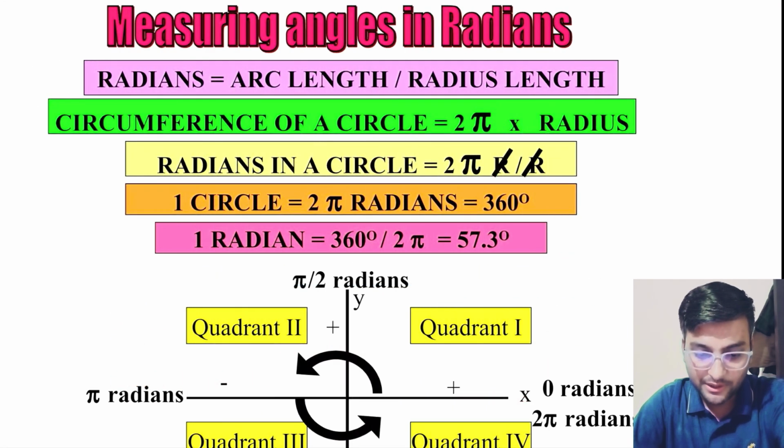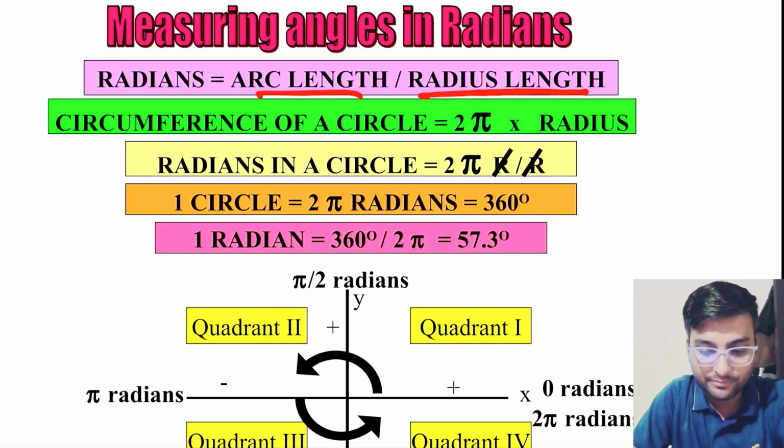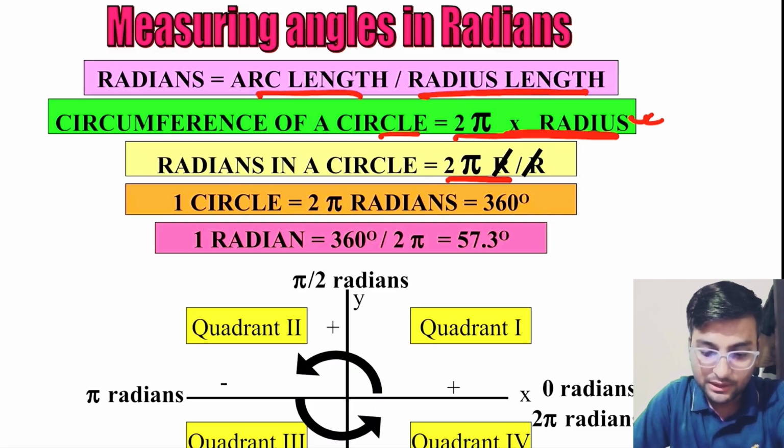Okay, now the next part I am talking about is the radian. What is a radian? Arc length divided by the radius of the length. I previously explained this thing. The circumference becomes how much? 2 pi r. Basic thing. The radian in a circle becomes how much? That is 2 pi r by r. Okay, that is a radian in a circle. Now one circle is equal to 2 pi radians, that is 360 degrees.